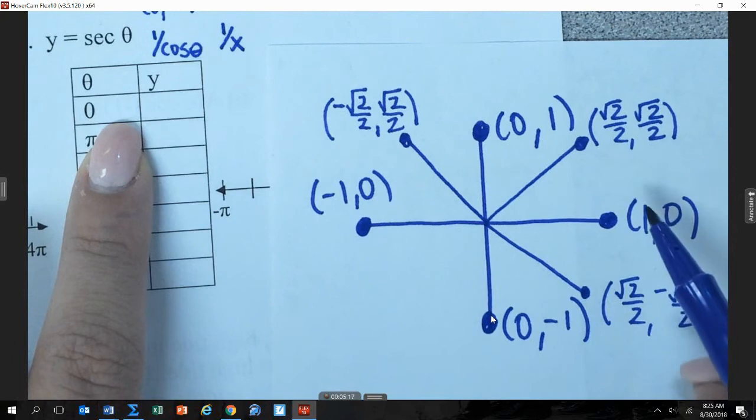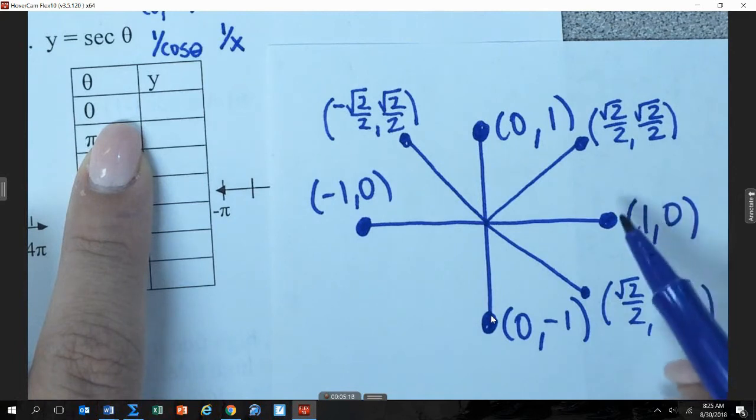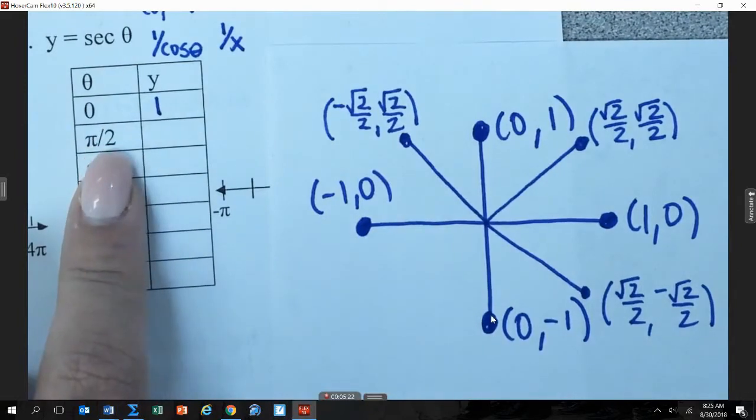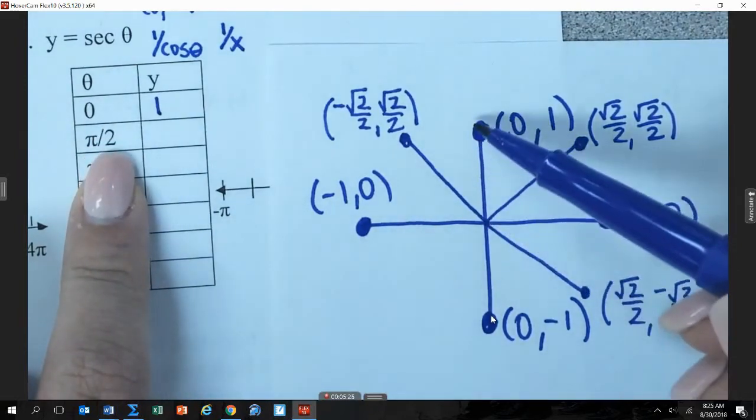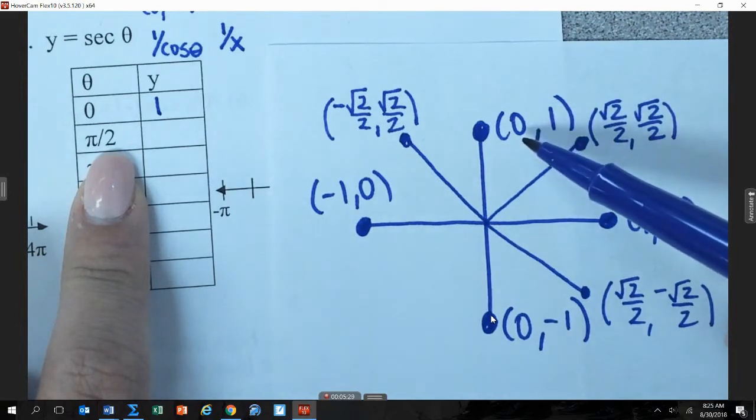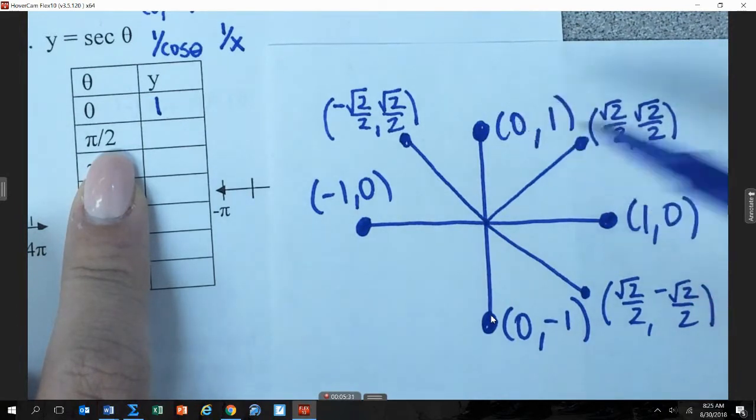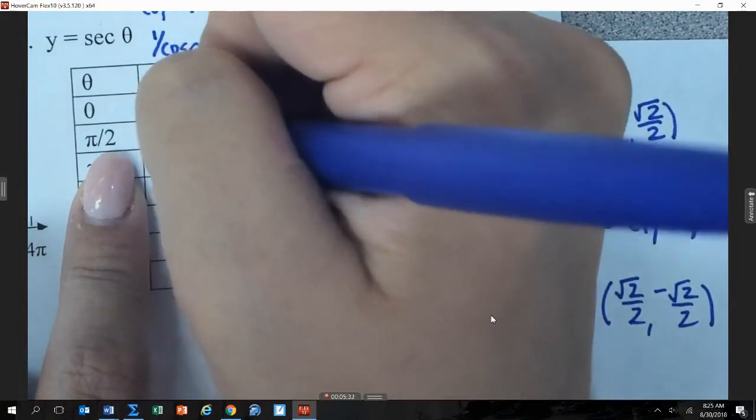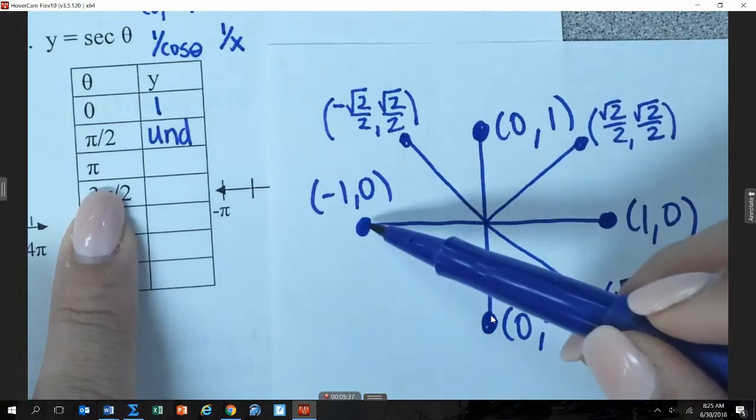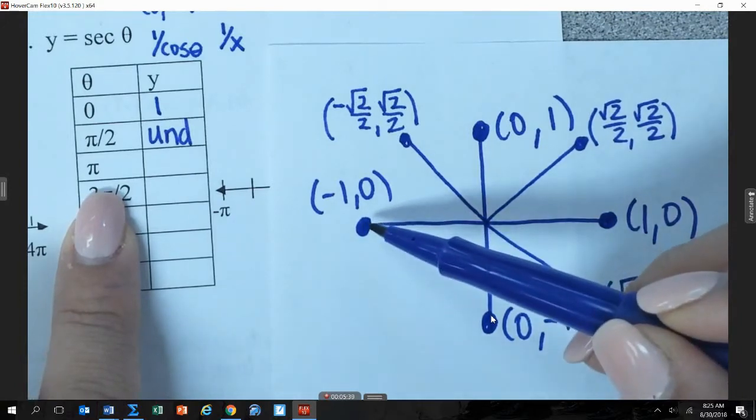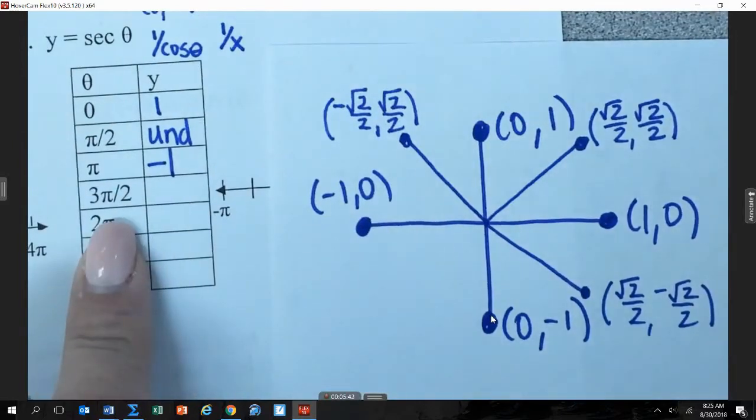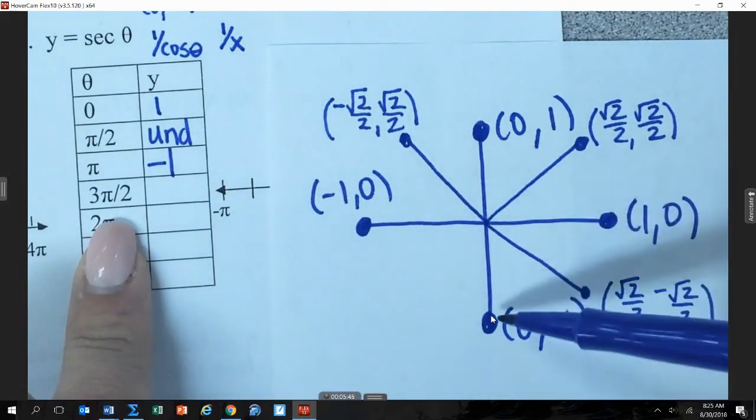1 over x would be 1 over, my x value is 1 here, right? So it would be 1. Okay. What about at pi over 2? Jackson, what would 1 over x be at pi over 2? Undefined, right? 1 over 0 would be undefined. Very good. Okay. And then Mara, at pi, right over here, what would 1 over x be? Negative 1. Excellent.